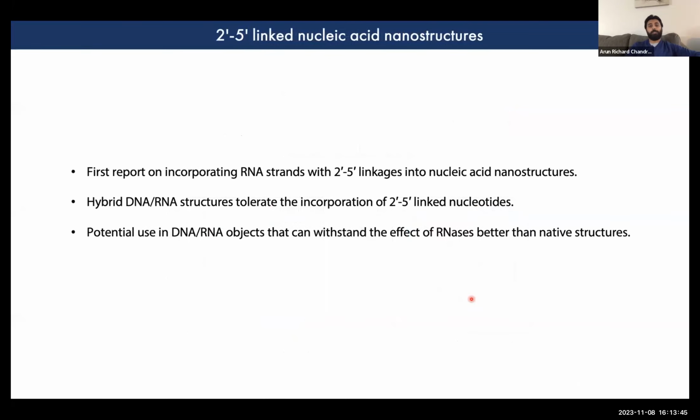To summarize, this was the first report that incorporated RNA strands containing 2'-5' linkages into nucleic acid nanostructures. And we demonstrated using 4 different structures that these structures tolerate these modifications to different extents. And based on the nuclease-resistance experiments with RNases, we see potential that these structures could be useful in drug delivery, where drug delivery carriers are expected to be more stable until they reach the target site.